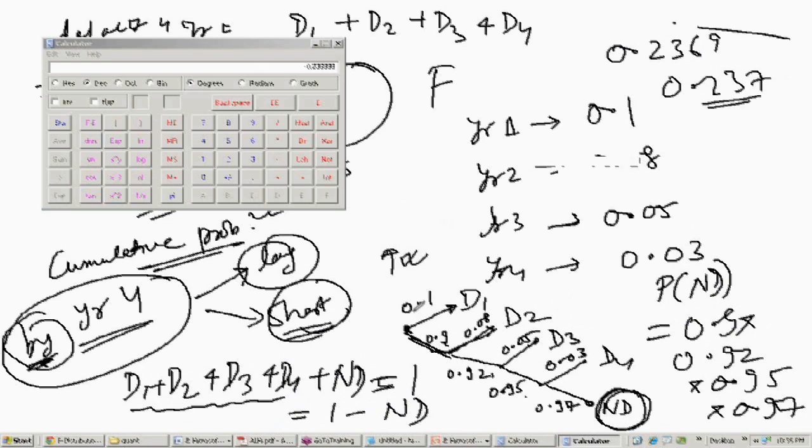This is not a case of binomial distribution, by the way. What I said is, you had a probability of success and probability of failure, and here you had different probabilities of success and failure. So when you have different probabilities of success and failure, you cannot directly use the binomial distribution.